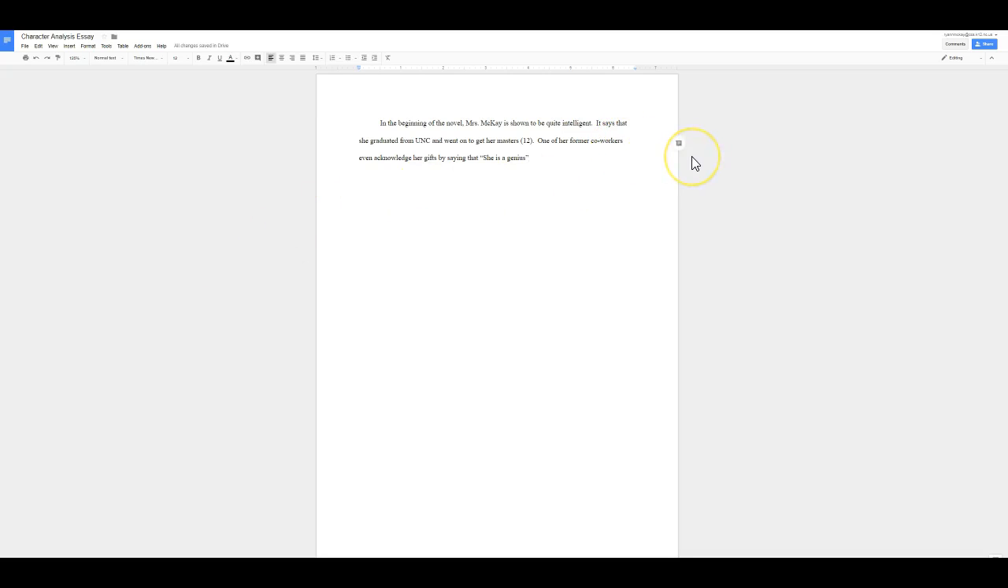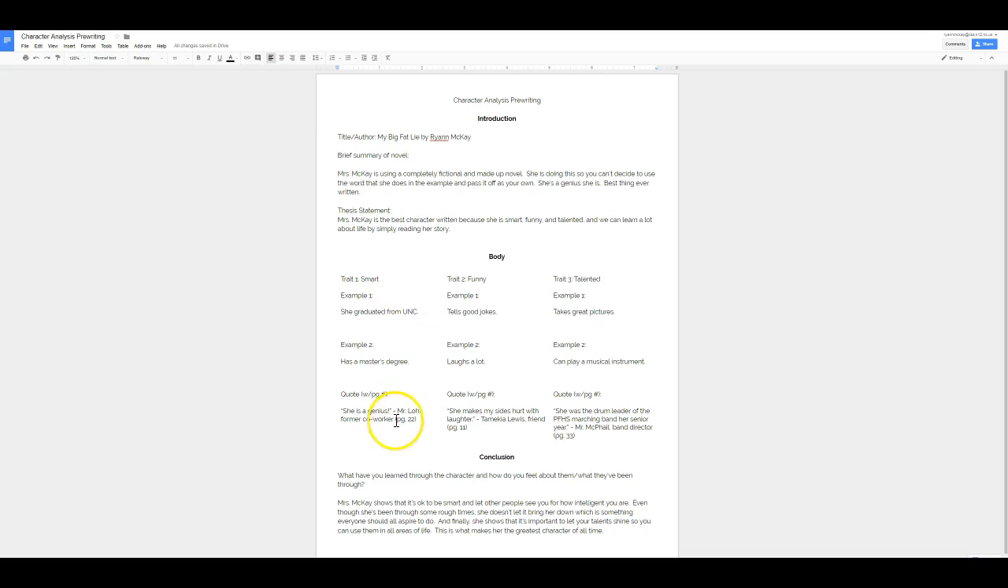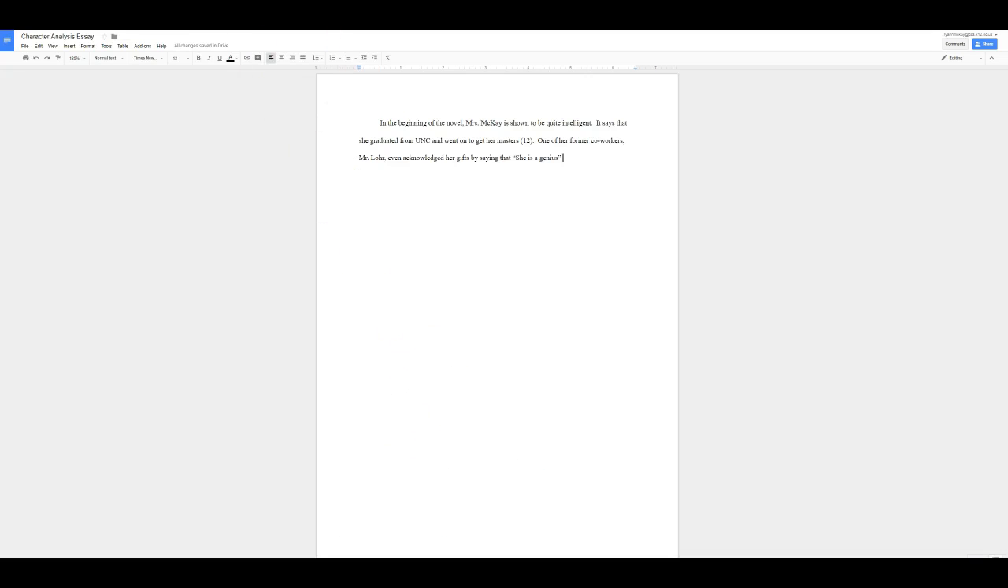Actually, I'm going to come up here and I'm going to say one of her former co-workers, Mr. Lohr, because I'm quoting him, so I want to establish who is saying the quote, even acknowledged her gifts by saying that she is a genius. And if I look back at my pre-writing, I see that this came on page 22. So I'm just going to put 22 at the end.